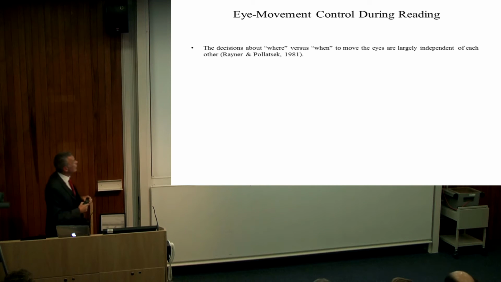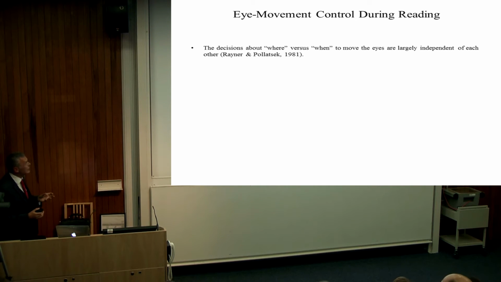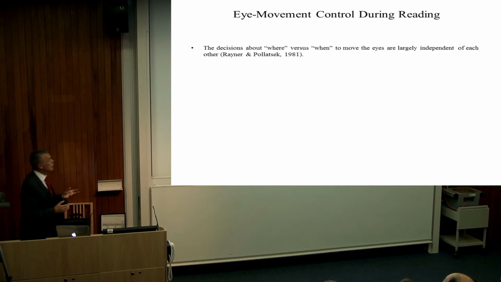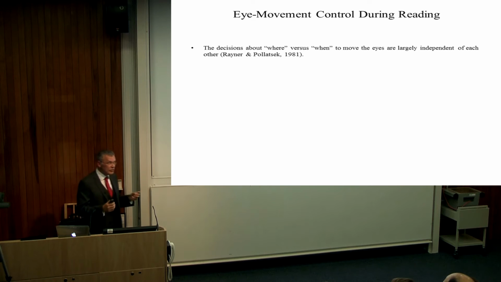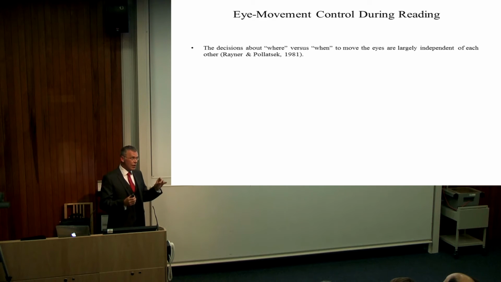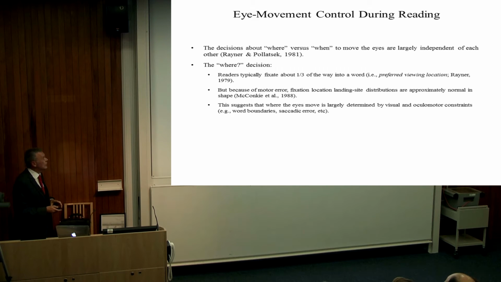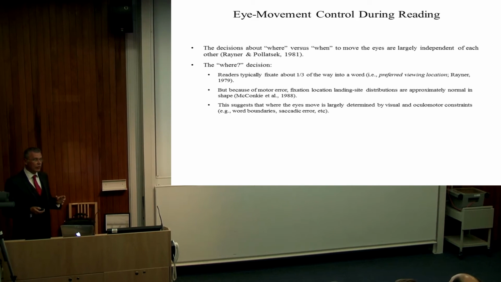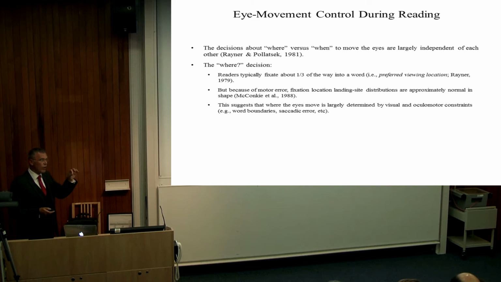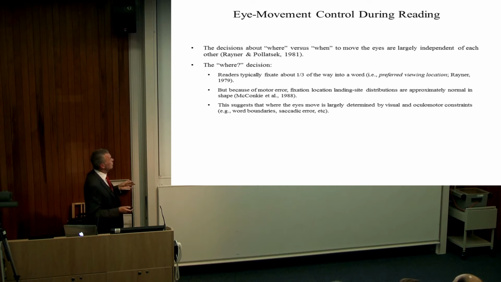Now, the work that Keith and Sandy have done has really nicely demonstrated that there's a large degree of separation between the decisions that your brain makes between where to move your eyes in reading versus when to move your eyes during reading. And coming to this first question, the where question, we know that readers typically fixate about a third of the way into a word in languages that are read from left to right. And this is called the preferred viewing location.